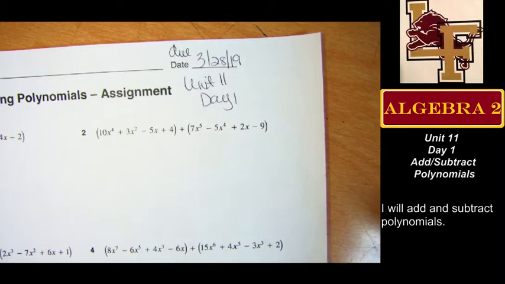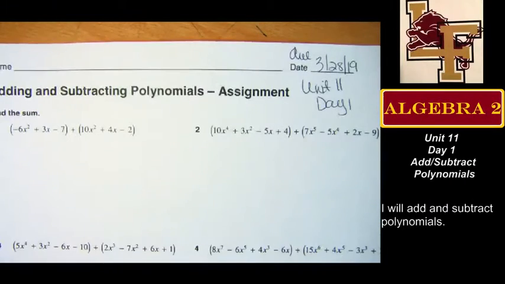We're starting Unit 11. We're going to start off with what should feel very much like an Algebra 1 baby review to you, which is adding and subtracting polynomials. Easy algebra, I know. Do you remember what a polynomial is?